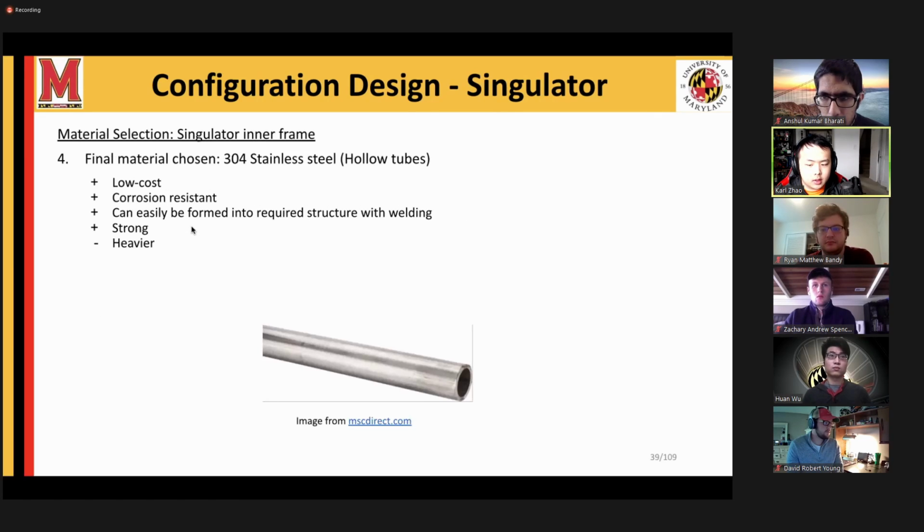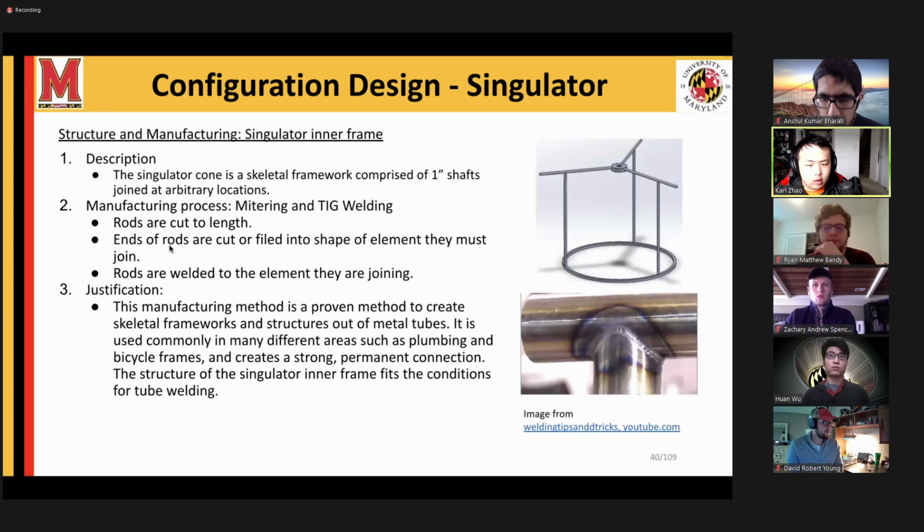And again, the material we ended up deciding on was 304 stainless again, but this time in the form of hollow tubes. We can use these tubes to manufacture the structure out of the process of mitering and welding. The rods are cut and then filed to a shape that fits other rods, before finally being welded into place, as you can see in the picture here. This is a similar process as used by many other applications, such as bicycle frames and plumbing.